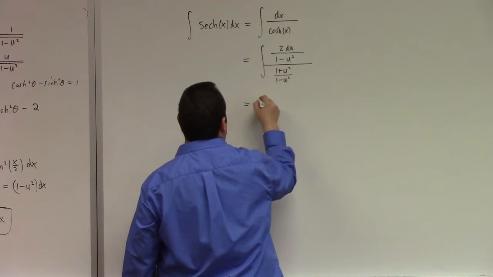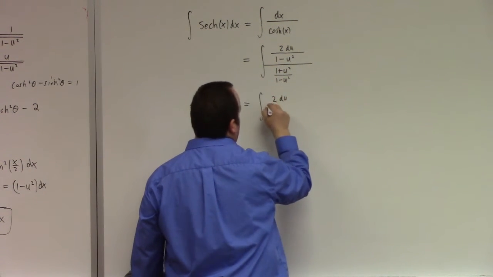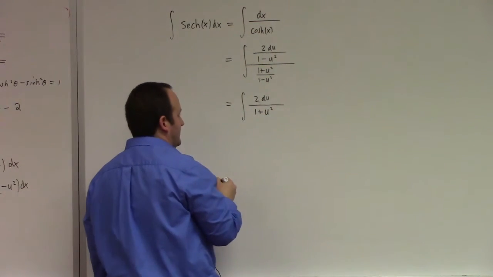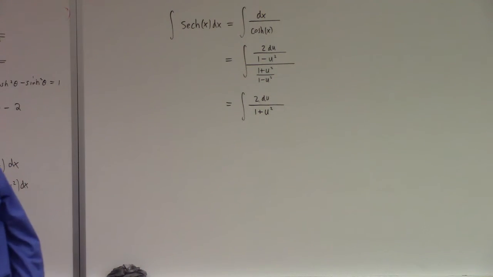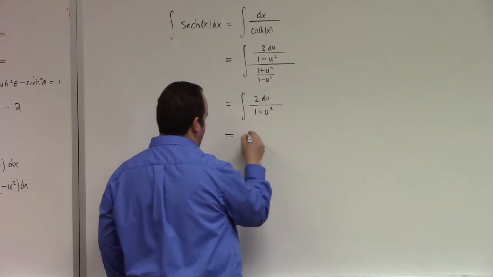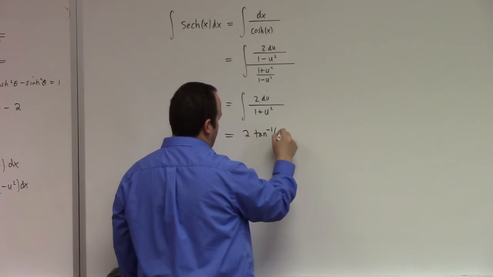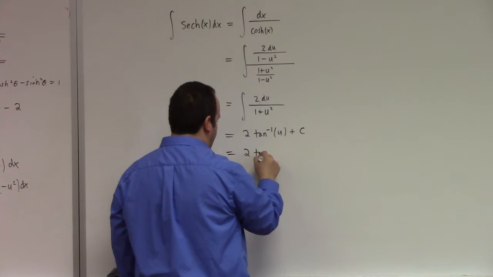So obviously we can change this to 2 du divided by 1 plus u squared. So, yay. There is a light at the end of the tunnel. Obligatory, it's not the train. Let's see here. 2 times inverse tangent of u plus a constant. And I think I've almost solved your problem. Sorry if I have deprived you of the joy.